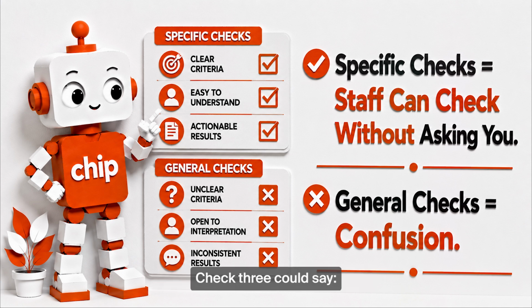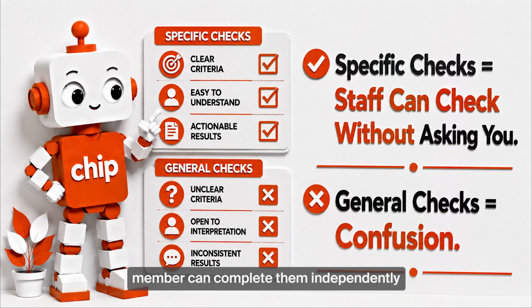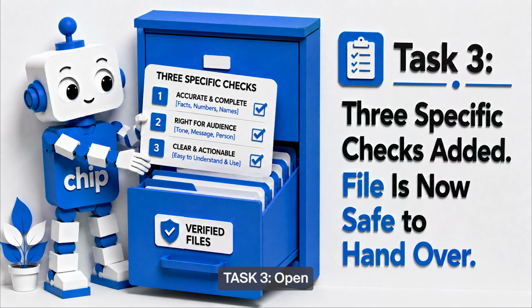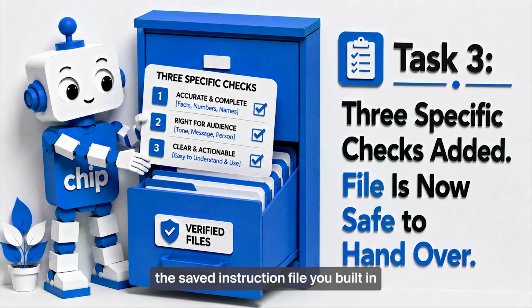Check 3 could say, no discount amount or promise is different from the current offer sheet. These 3 specific checks mean any staff member can complete them independently without needing to ask you.